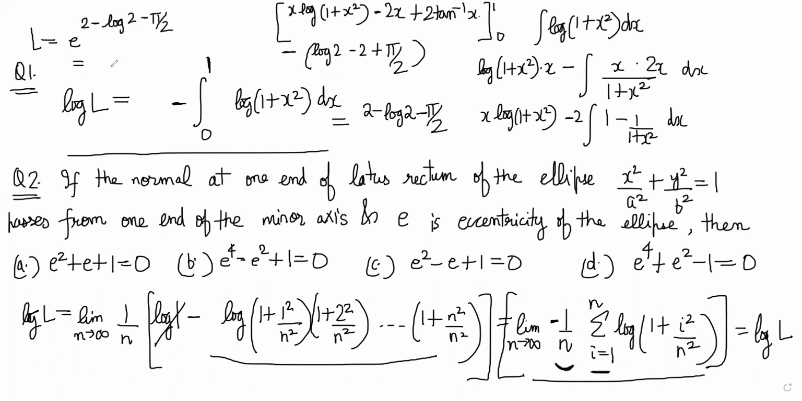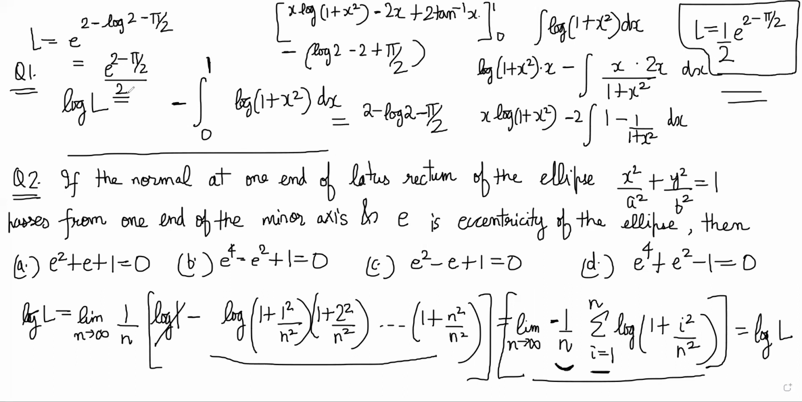So that can be written as e power 2 minus pi by 2 divided by e power log 2, which is 2. So the answer L is half of e power 2 minus pi by 2.